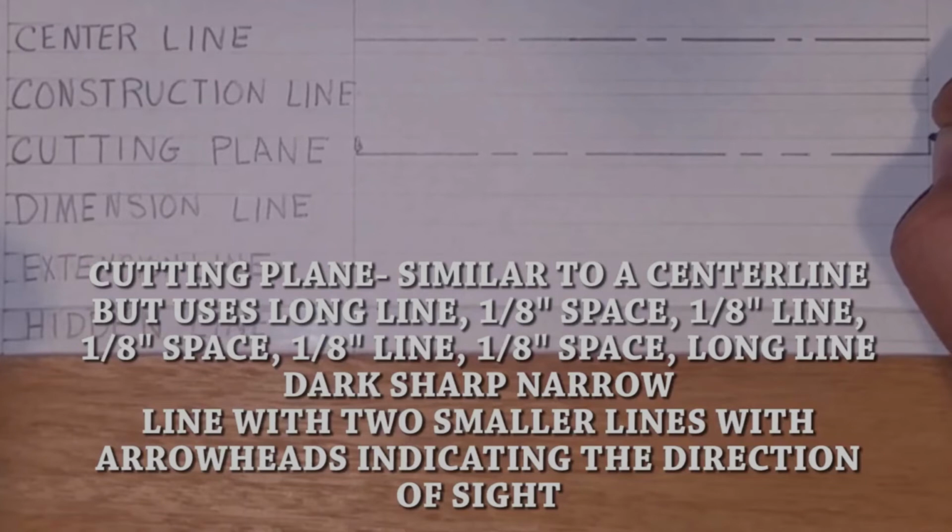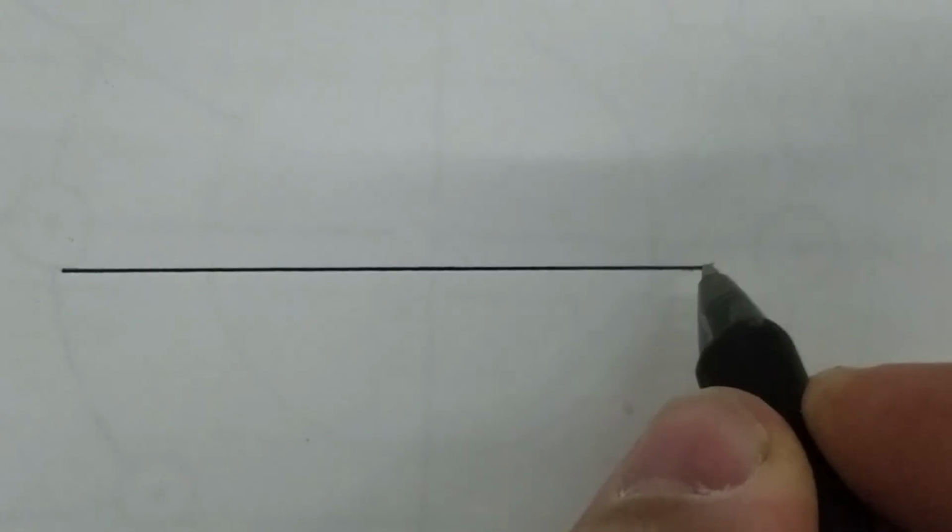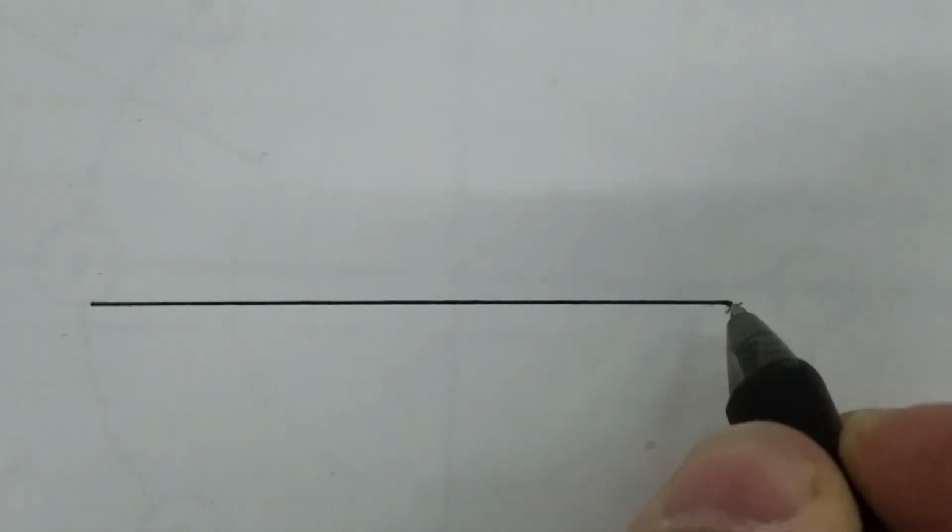the direction of sight. So basically, you're going to be drawing two arrows at either end of your line in the direction that you would be looking at the object. I'm going to show you how to draw proper arrowheads right now. What I'm going to do is show you quickly how to draw an arrowhead.